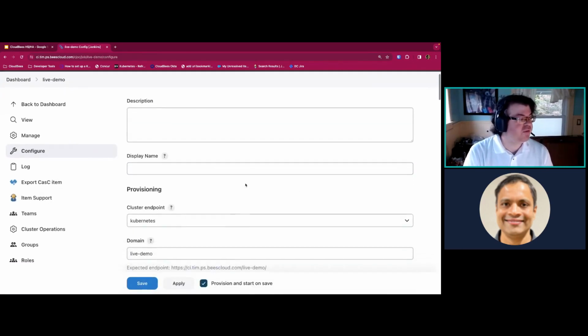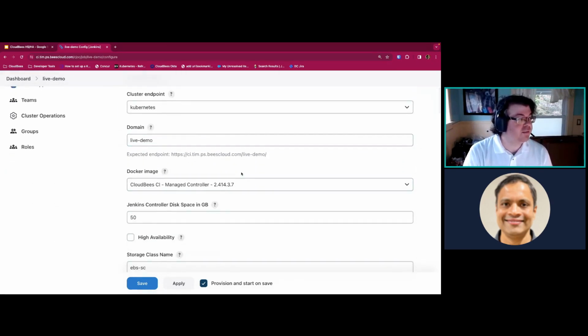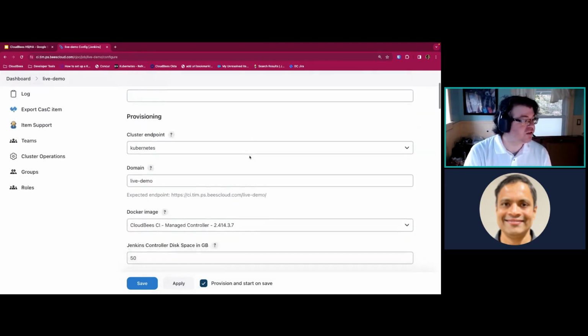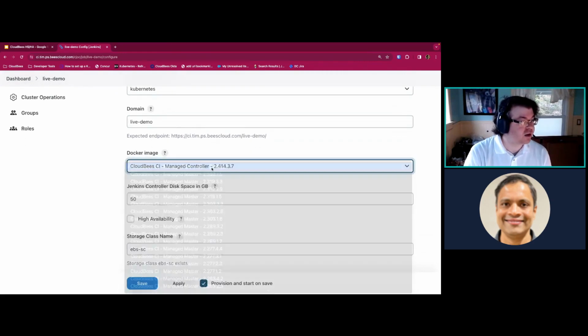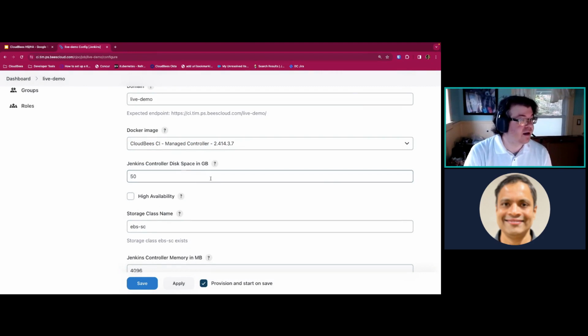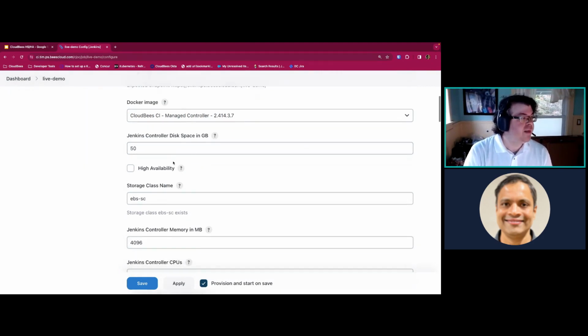We don't necessarily need to fill all this out, but there are some key things that we have to do. So this is the normal provisioning setup for a Kubernetes controller using the CloudBees Operations Center UI. You can select your Docker image. In this case, we're going to use the latest and greatest. And then the amount of space that we give it, that's fine. And then here is the new bit. This is high availability. Once you check this box, you get into the magic.